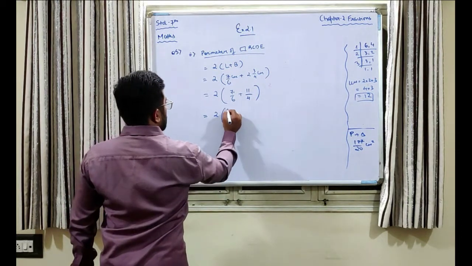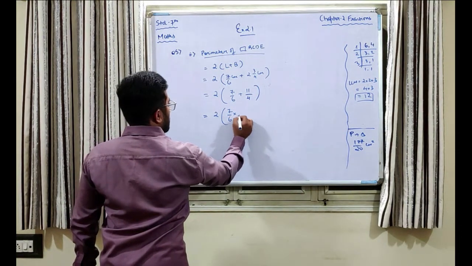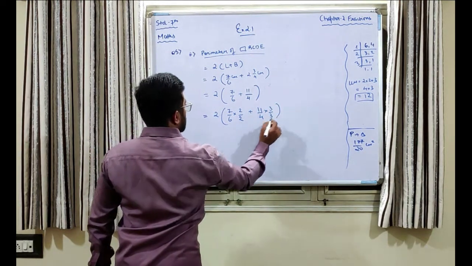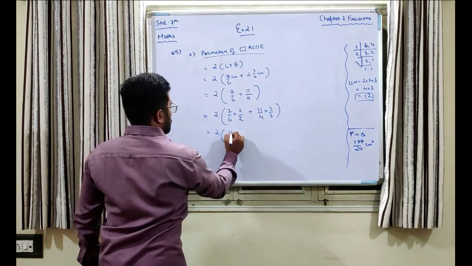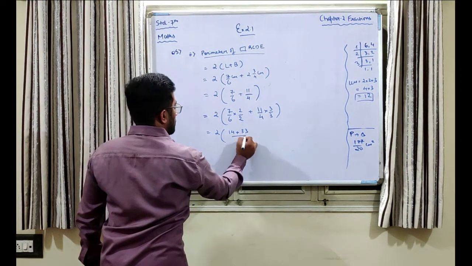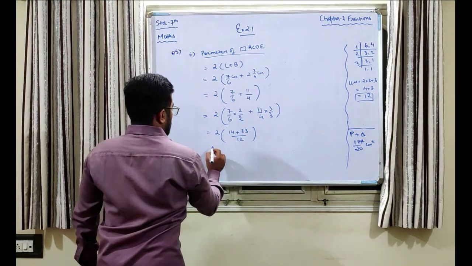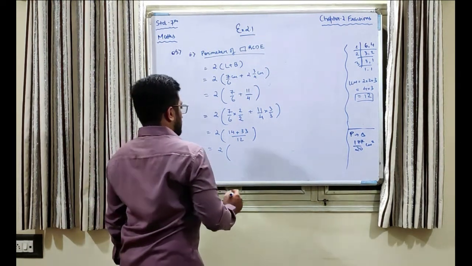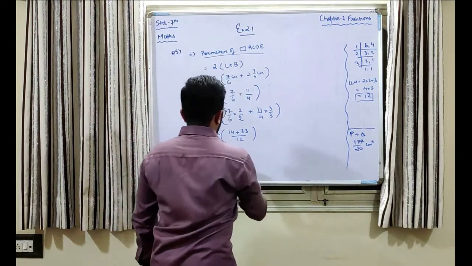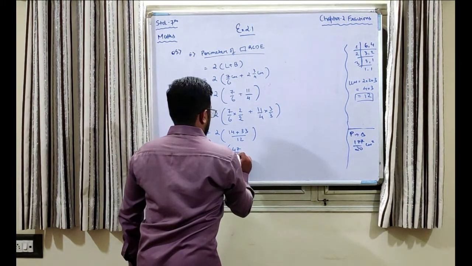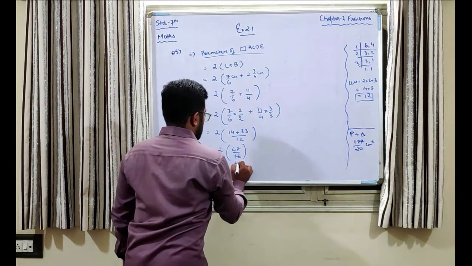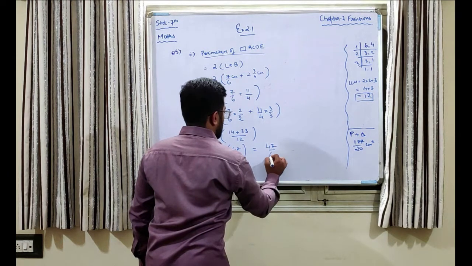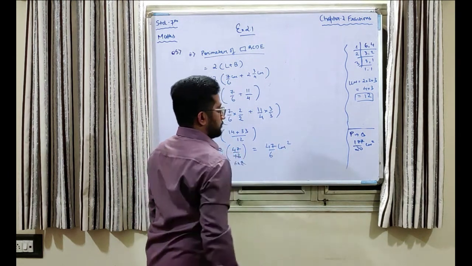So 2 7 by 6 multiply by 2 here, and 11 by 4 multiply by 3 here. 2 7s are 14 plus 33 upon 12. So your answer will be 14 plus 33, that is I think 47 by 12, and this needs to be cut out. So answer will be 47 by 6 centimeter square.